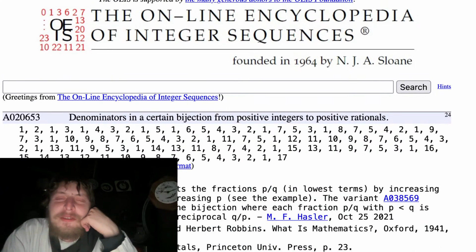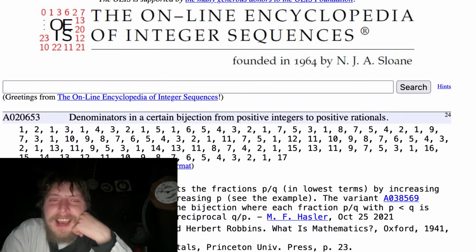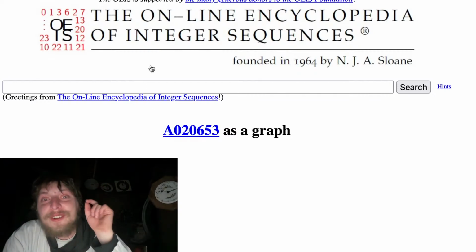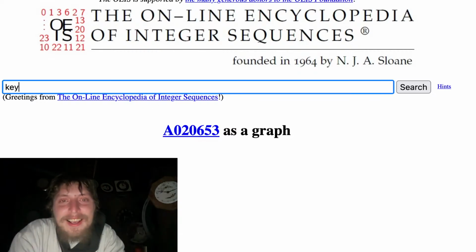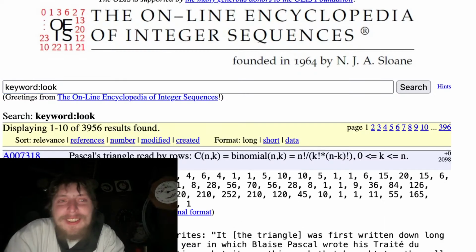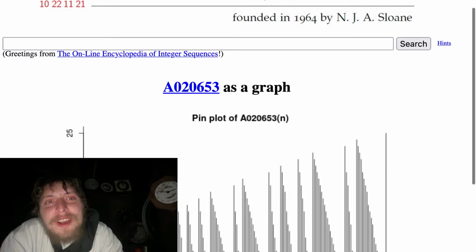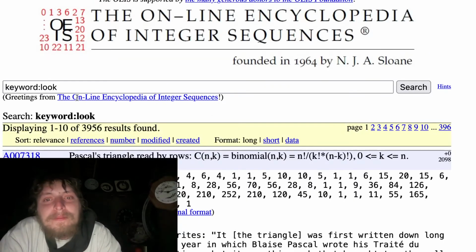Oh, maybe we need the numerators and the denominators together to see the fractal. Sometimes we can get a clue by the graph. And in fact, speaking of graphs, a cool category here is look. Oh, wait, it loaded. Yeah, that graph's pretty interesting. But look is a good one.